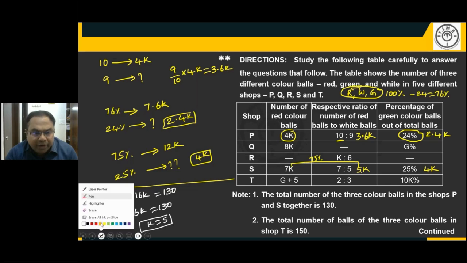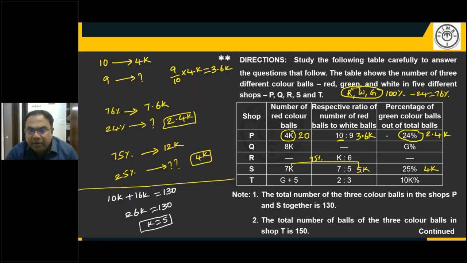So how much is this? 4 into 5, 20. 3.6 into 5, 18. 2.4 into 5, 12. Total 30, 50. 8K is nothing but 8 into 5, 40. Right? This is K is to 5. This is K is to 6, sorry. K is to 6 means this will become 5 is to 6. K value is 5. 7 5s are 35. 7:5, so this will be 7 5s 35, 5 5s 25, 4K, 4 into 5, 20.